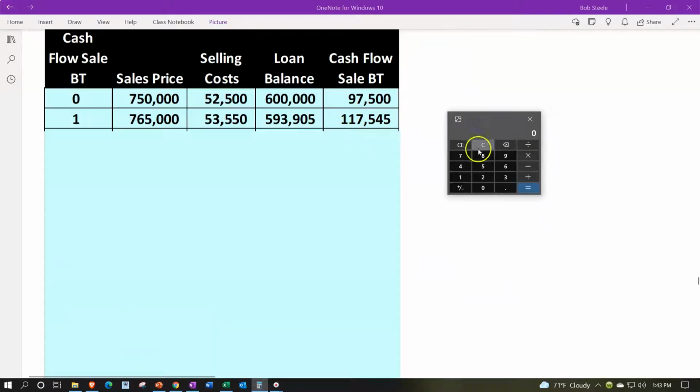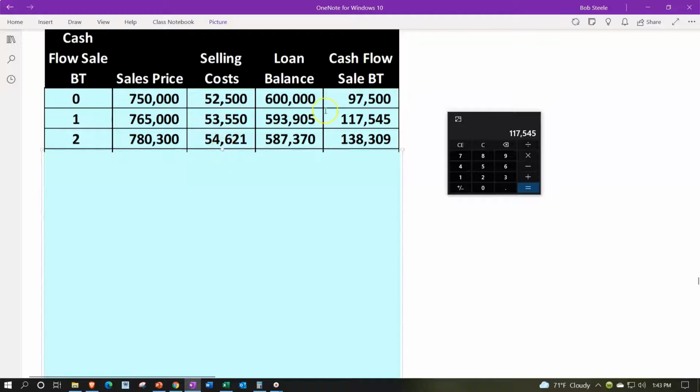So that would mean that we'd have the sales price, $765, minus the $53,550, minus the payoff of the loan, $593,905. So if we sold it after 1 year, we'd have $117,545. That wouldn't be, in essence, our gain. That would be our net cash flow after having paid the cost of selling and paying off the loan. And then we'd have to consider if there are any tax implications.